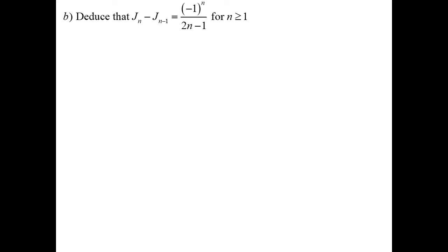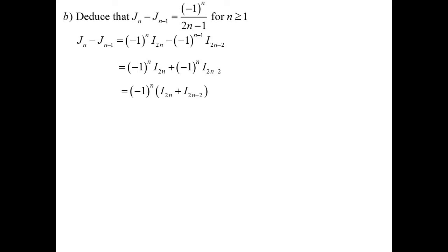Deduce that J(n) minus J(n-1) is this expression. Okay. Well, J(n) was defined to be minus 1 to the power of n times I(2n). So therefore, J(n-1) is minus 1 to the power of n minus 1 times I(2n-2). What I've done there is tidy up the minus 1 to the n minus 1, so I can pull out a common factor, because notice how in my answer I want minus 1 to the power of n. So that minus 1 to the n minus 1, I've made plus minus 1 to the n. So I've got that factor. I've now got I(2n) plus I(2n-2).